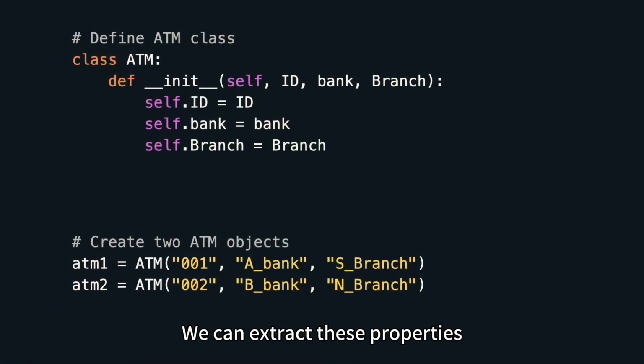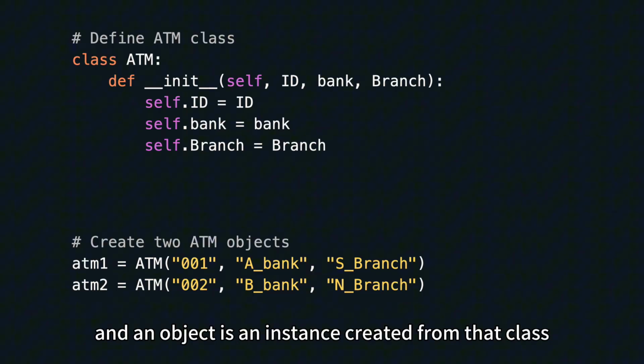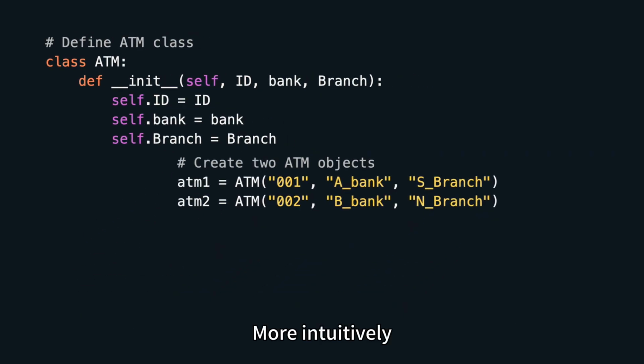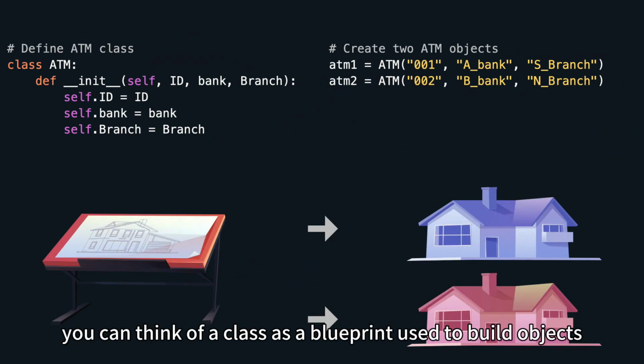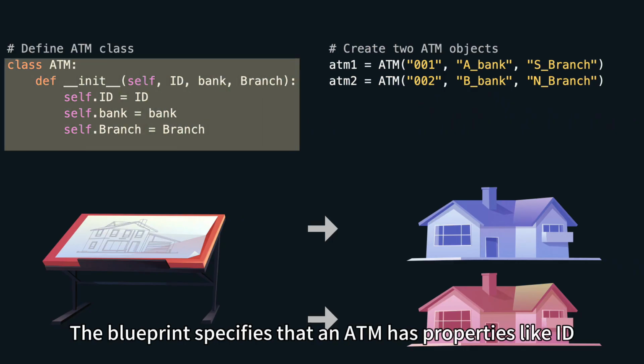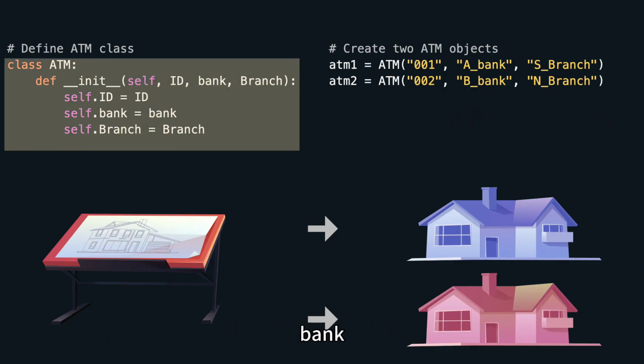We can extract these properties, define an ATM class, and then create objects from that class. The relationship between a class and an object is that a class is a template, and an object is an instance created from that class. More intuitively, you can think of a class as a blueprint used to build objects. The blueprint specifies that an ATM has properties like ID, bank, and branch.